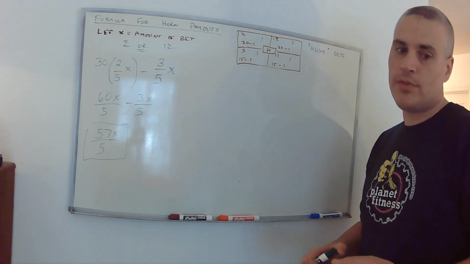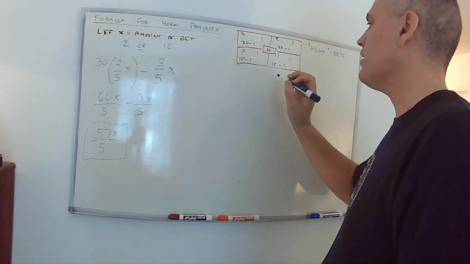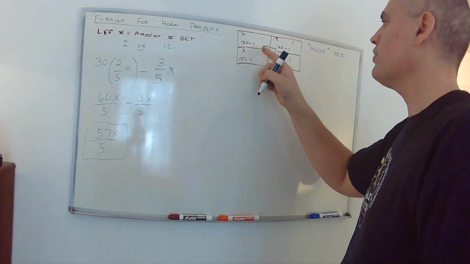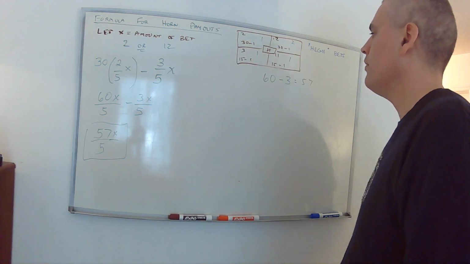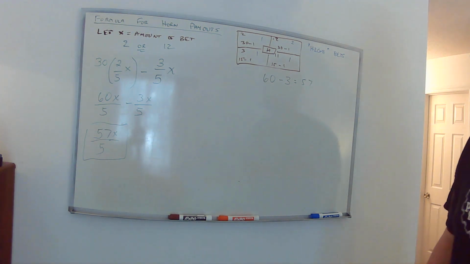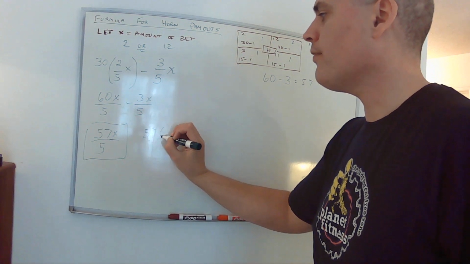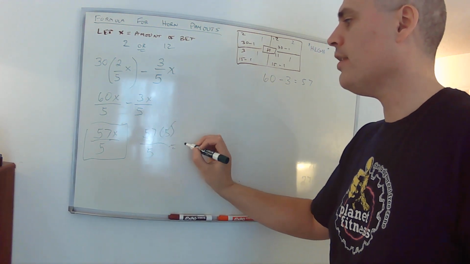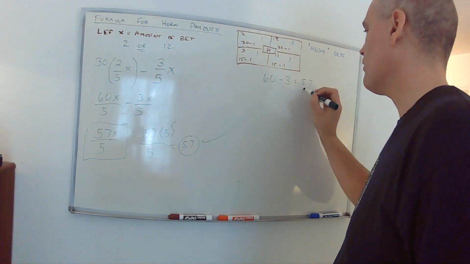Don't believe me? Let's plug it in. If the 12 wins here, I'm going to get $60, 2 times 30, but I'm going to lose 3. $57. What do I have here? I have 57 times a $5 bet over 5. Look at that, it's a cancellation. The 5s cancel, we're left with 57.